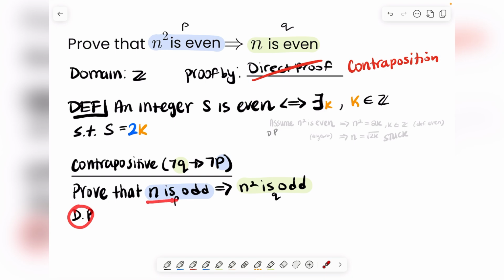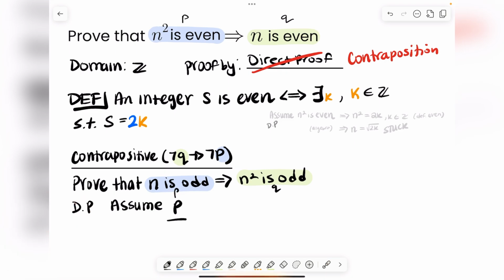With a direct proof, you assume that P is true. But what is P? P is N is odd. So this is interesting. We have a new term. Before, we just needed the definition of an even integer. But now we have to define what it means for N to be odd.